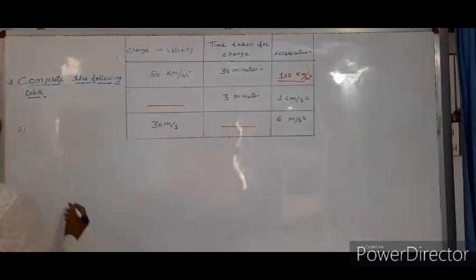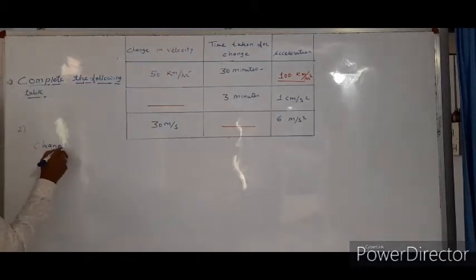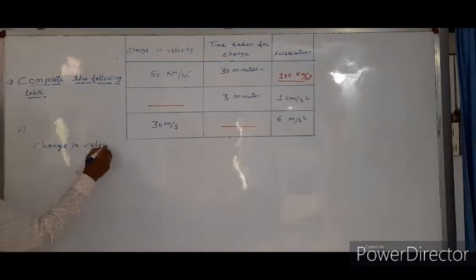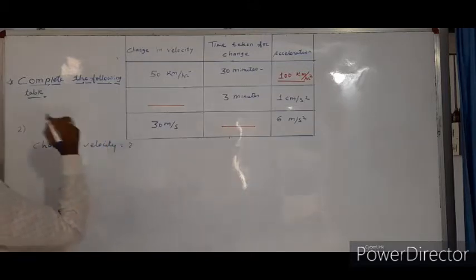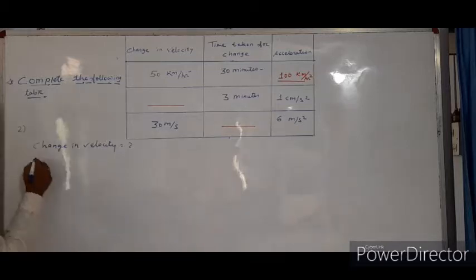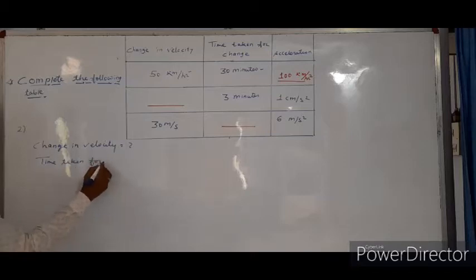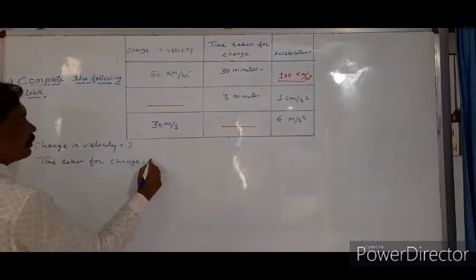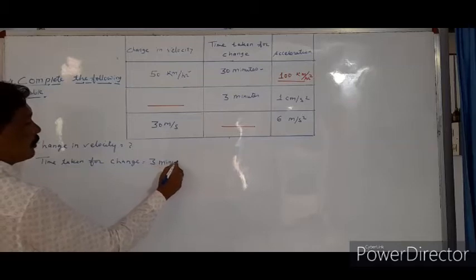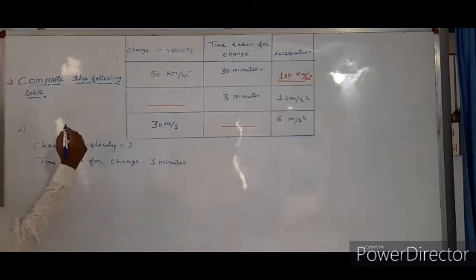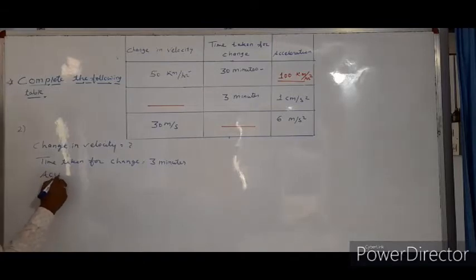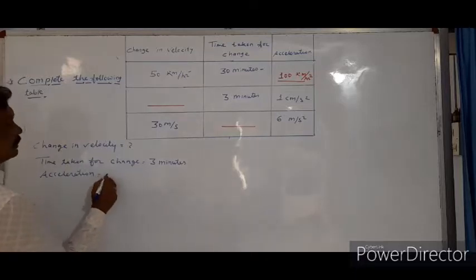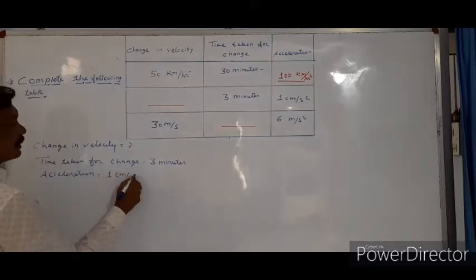Second, change in velocity is asked. We'll keep as it is. Time taken for change is given. It is 30 minutes. Acceleration is given, which is 1 centimeter per second square.